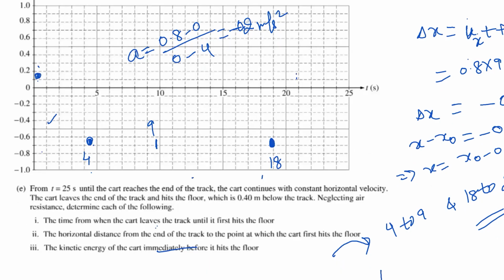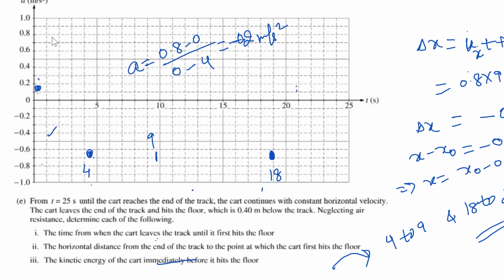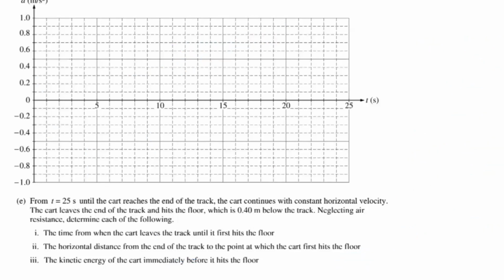Let me first clear this one. So the next part is: on the axis below, sketch acceleration a versus time t for the motion from 0 to 25 seconds. So now from 0 to 25 seconds. So let's move on to the previous graph also.